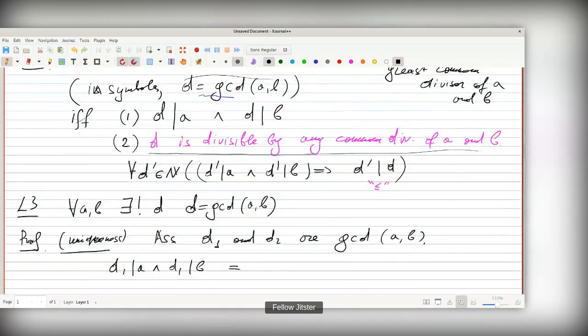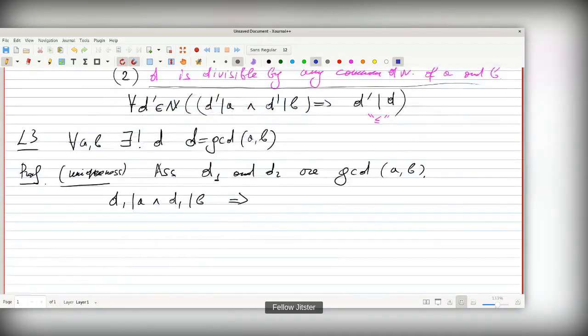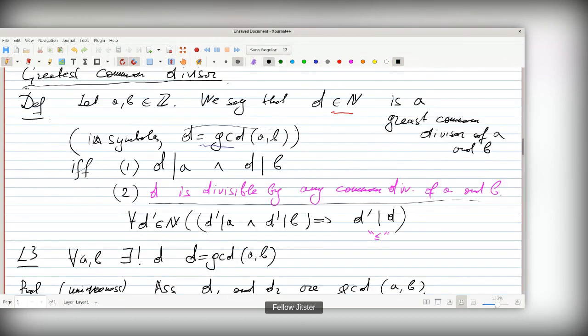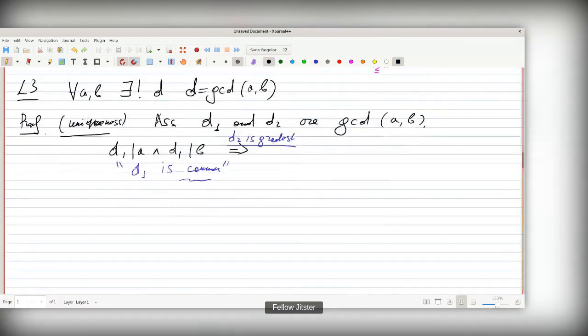But D2 was the greatest common divisor. So let us put it in words. Here we have that D1 is common. That is a common divisor. D1 is common, but D2 is greatest. It is the greatest one. That means that every common divisor, including D1, divides D2. So we have that D1 divides D2.